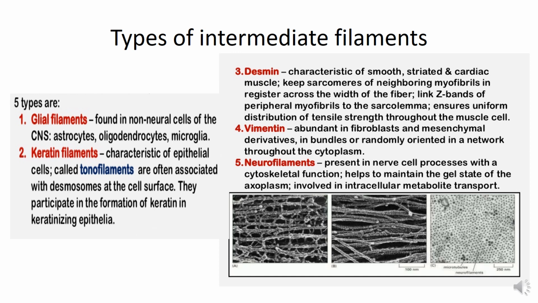So that's how they stabilize. They ensure uniform distribution of tensile strength throughout the muscle cell. Then we have the vimentin. This is abundant in fibroblasts and mesenchymal derived cells, and these intermediate filaments are composed of proteins known as vimentin.